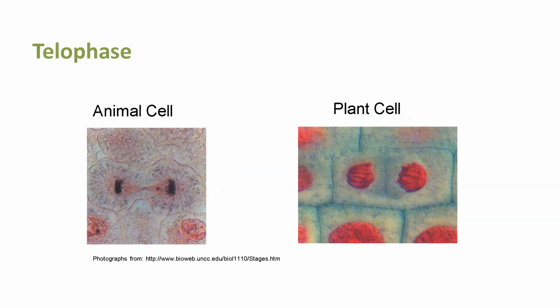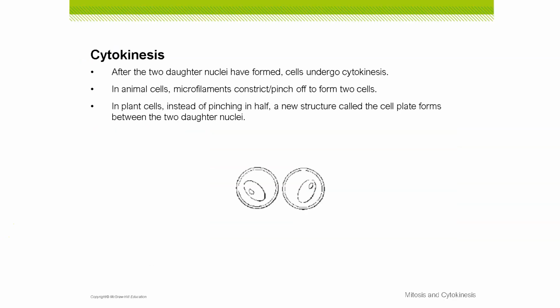But notice something right here. You can see something developing in a plant cell. See, plant cells don't pinch together. They form something called a cell plate. And that cell plate becomes a cell wall. And so that is why it's important, because the cell plate forms right there. Cell plate forms, and that allows the two plant cells to begin.